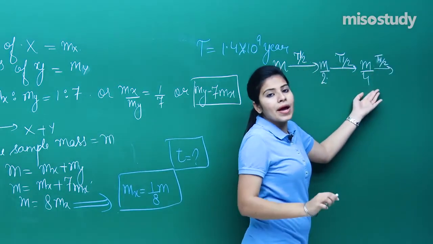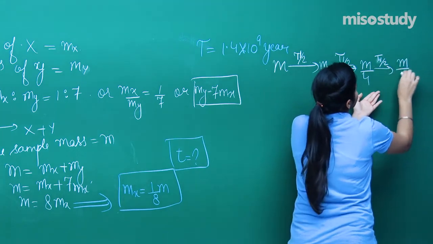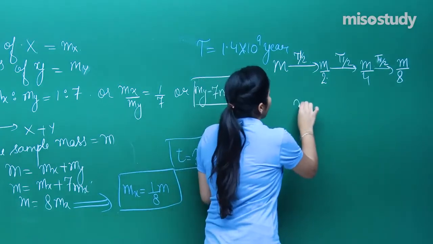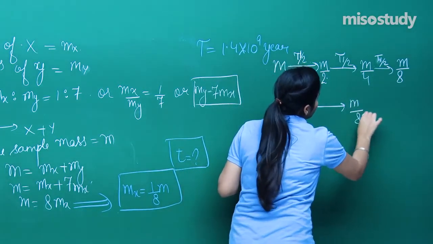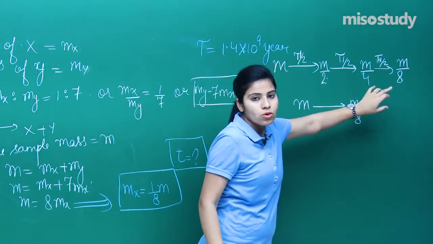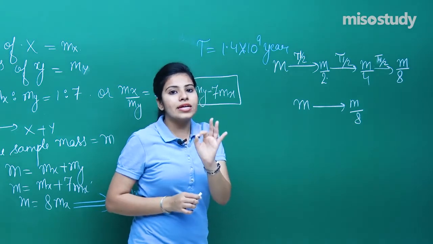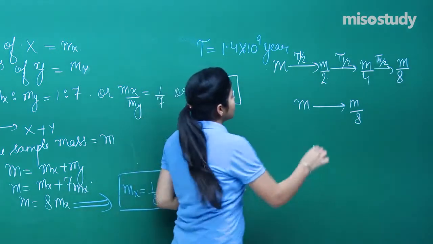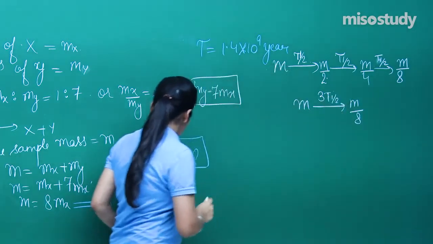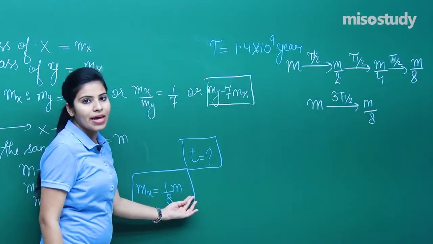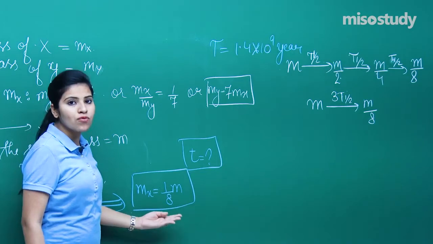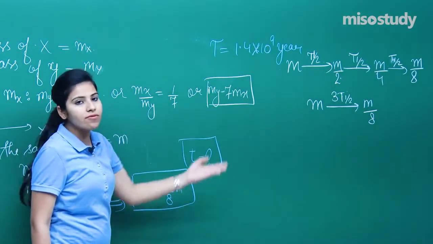It will become m by 8 because it is becoming again the half of the initial. So finally this m to m by 8 has been reached by the time t1 by 2 plus t1 by 2 plus t1 by 2. That means 3t1 by 2, 3 half-lives. So after 3 half-lives, this m has been reduced to 1 by 8 of m.